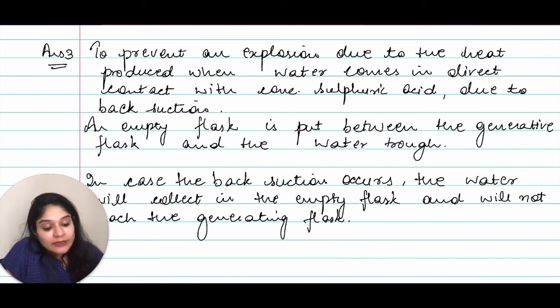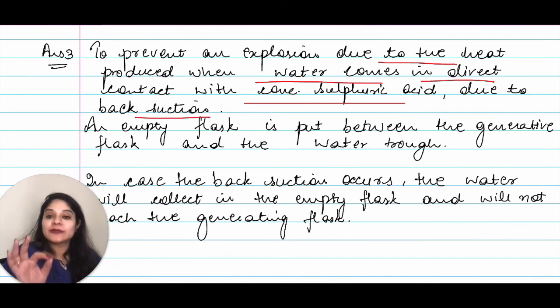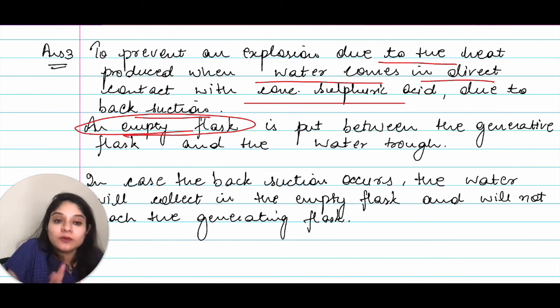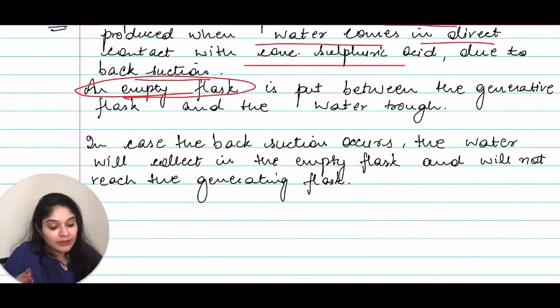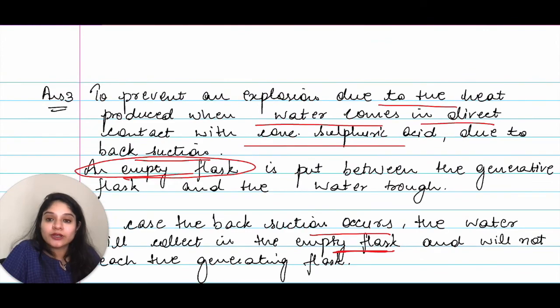Now, to prevent an explosion due to the heat produced when water comes in direct contact with concentrated sulfuric acid due to back suction, an empty flask, as you can see over here, is put between the generating flask and the water trough. In case the back suction does occur, the water will collect in the empty flask and will not reach the generating flask. So these are the three important questions on the funnel arrangement.